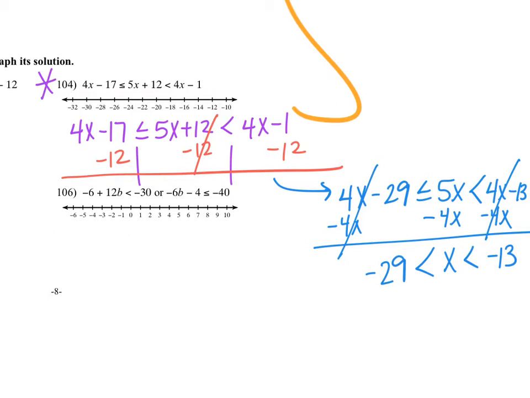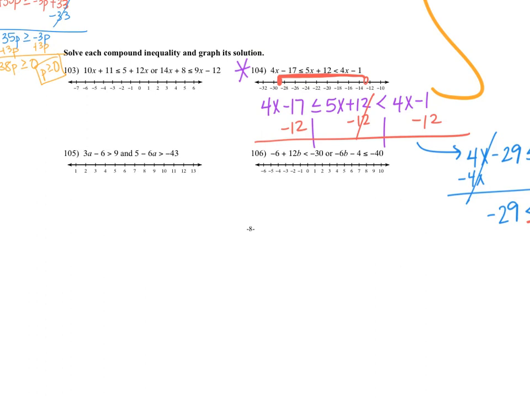If I take a look at my graph, they have done that for me. So my negative 29 is going to be an open circle, and my negative 13 is also an open circle. Actually, negative 29 would be a closed circle because it's less than or equal to. I just forgot to do that. And then it's in between, therefore, I'm going to shade the in between. And then you're done.